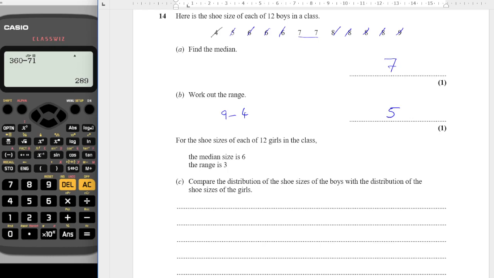The shoe size for 12 girls in the class: the median shoe size is 6 and the range is 3. Compare the distributions. So boys have a larger median. So on average, boys have a larger shoe size.